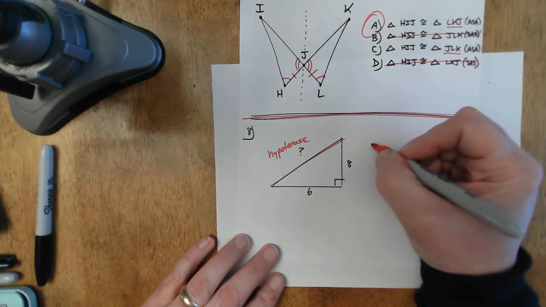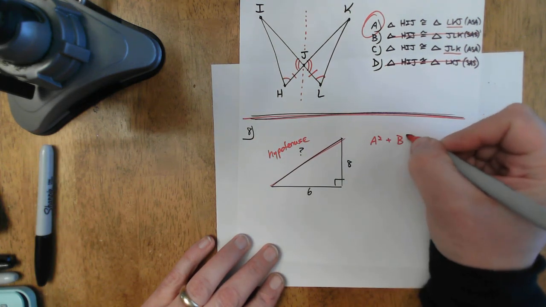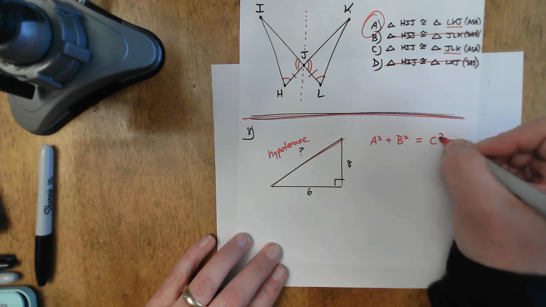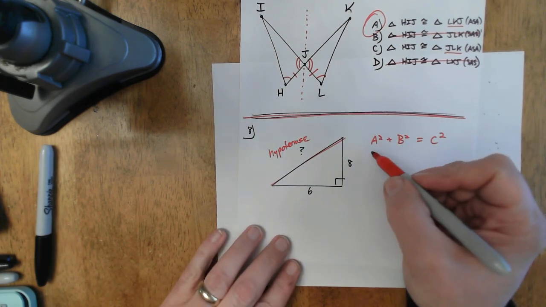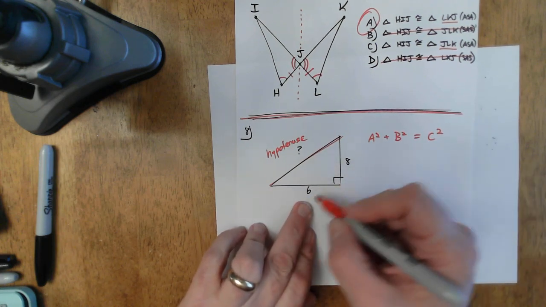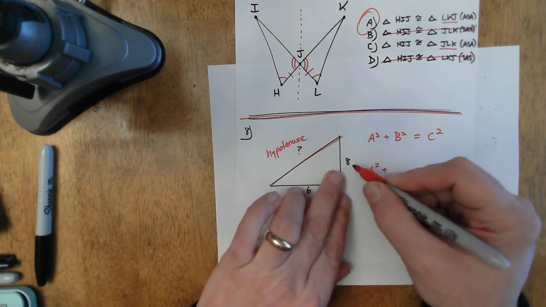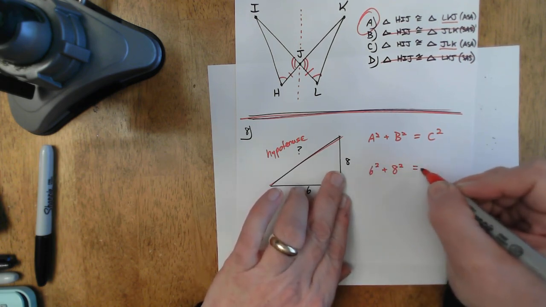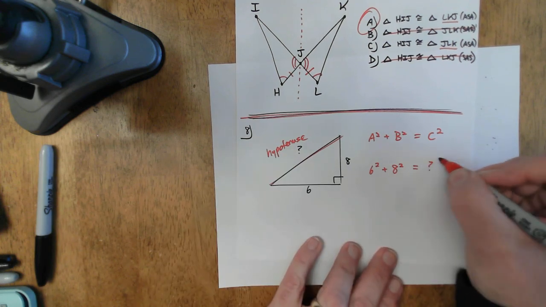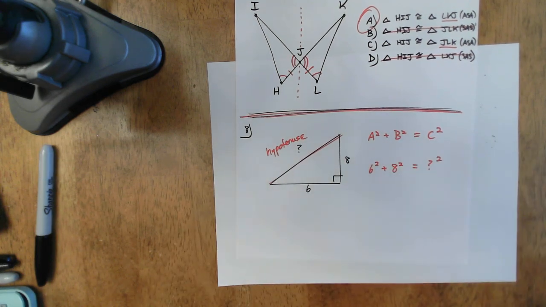And the Pythagorean theorem is a squared plus b squared equals the hypotenuse c squared. Okay, so a, it doesn't matter which one I pick. I'm going to call a 6. All right, so 6 squared plus 8 squared equals question mark squared. Okay, this is what we're trying to find.